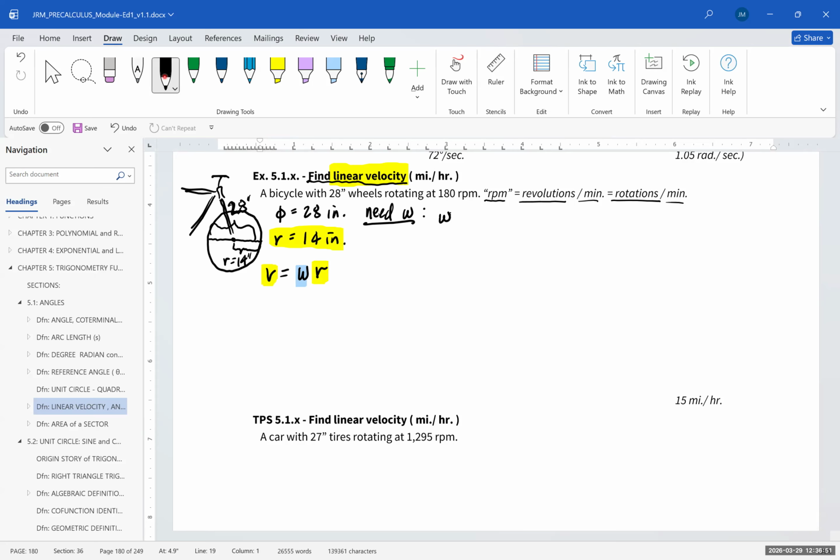And angular velocity is equal to the measure of the angle rotated per unit time. So what do we know about the unit of measure that was rotated? Well, we know that we have 180 revolutions per minute, or 180 rotations per minute. So we have 180 rotations per minute.